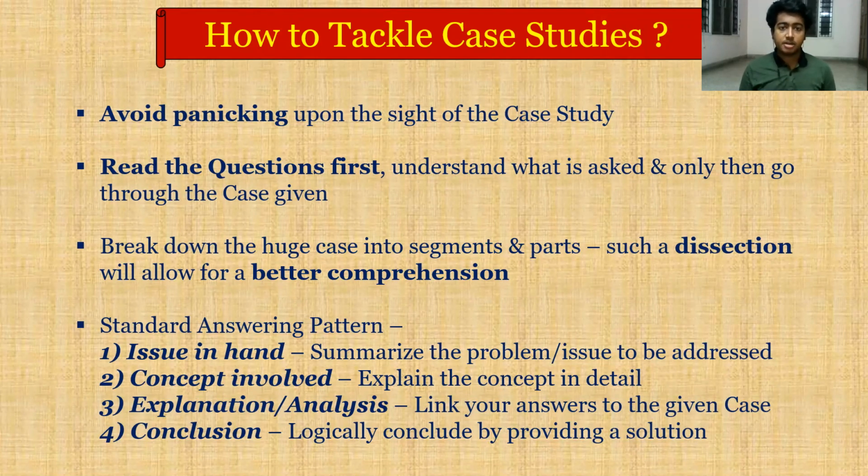Lastly, this is a standard pattern of answering that is expected by ICAI for most of the case studies. First, you have to mention the issue in hand that has to be addressed. So what is the problem being faced by the company or the management is something you need to summarize in the first place. Next is the concept involved. For example, if it is TQM or TPM or Six Sigma or lean management, anything that has to be specifically mentioned, make sure you mention it in depth, elaborate on the same, and explain the concept with the keywords and the points that define it.